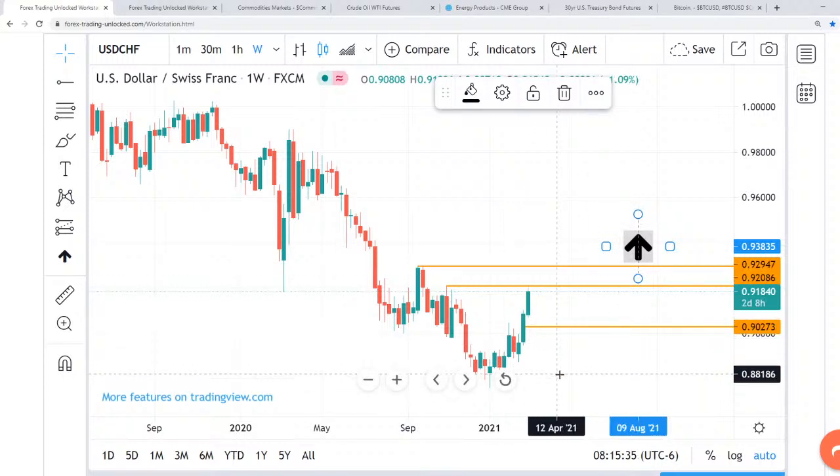This low right here, right around 87.5, may be the low in the US dollar Swiss for not just the next couple weeks. It could be for the next couple of months. It may even be for the rest of the year.